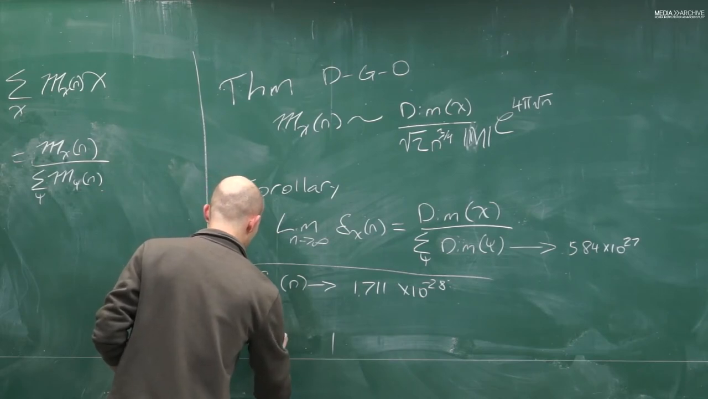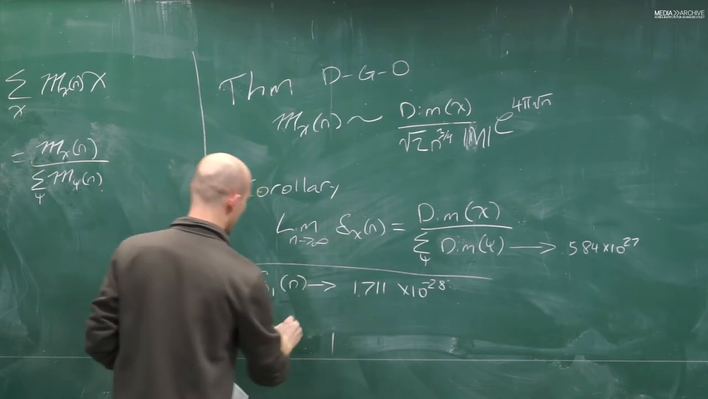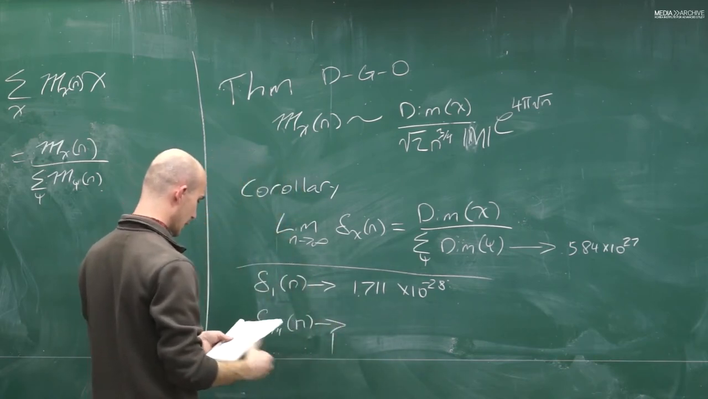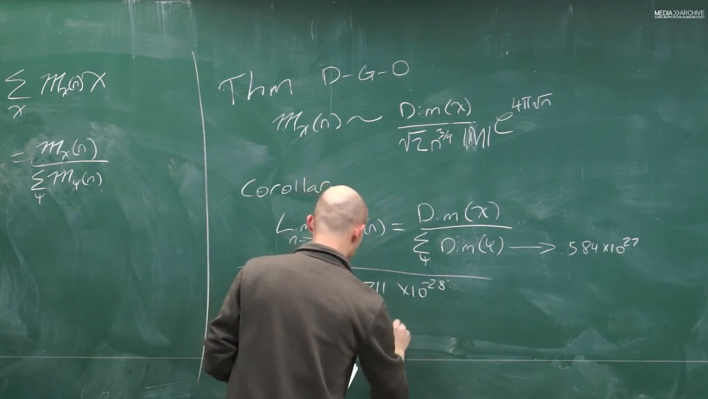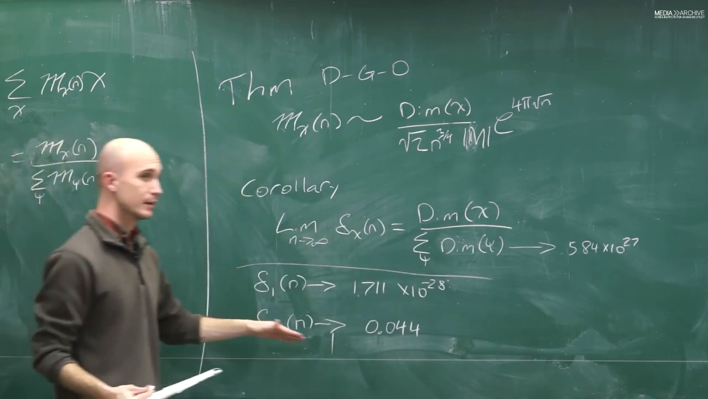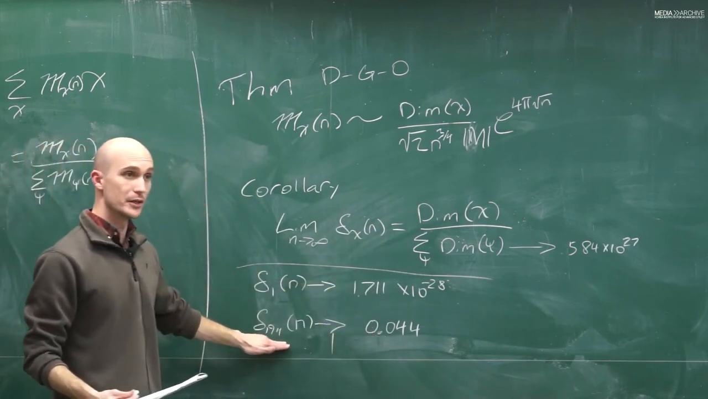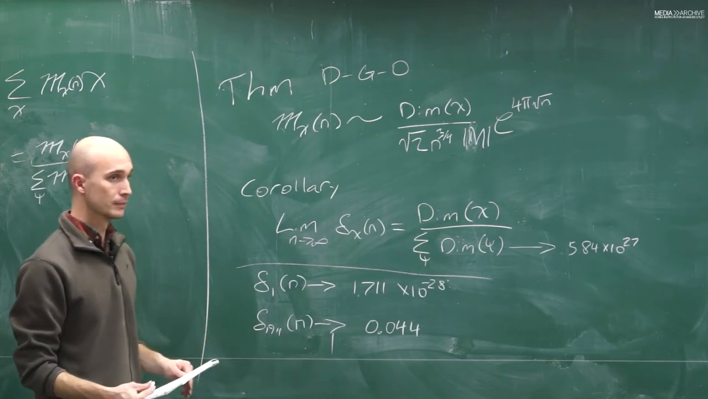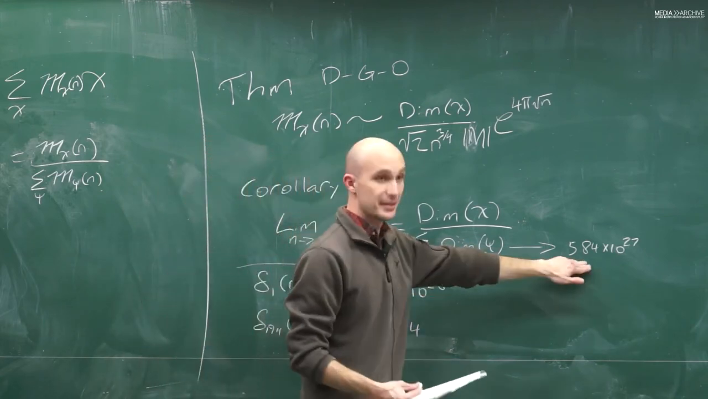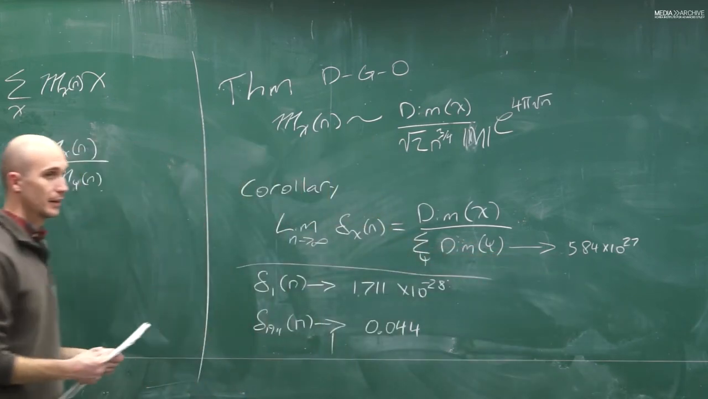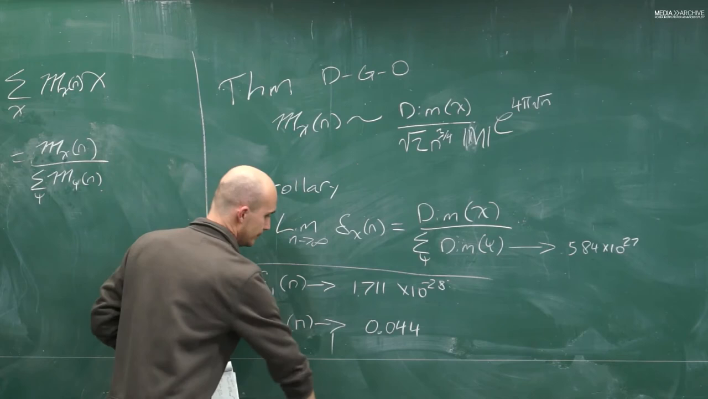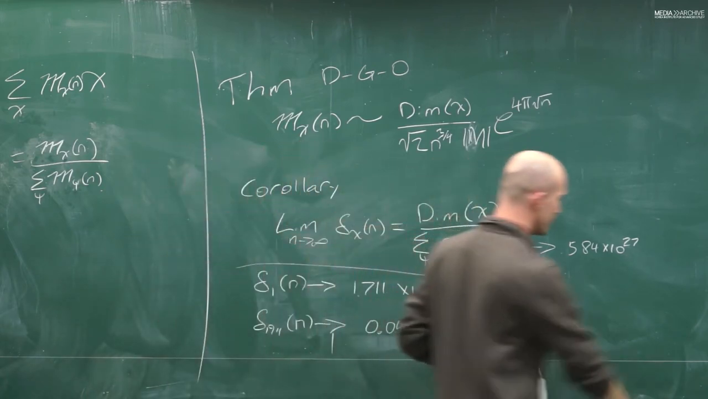The larger ones, so the largest, so 194, this is going to approach 0.044. Okay, so about 4% of those black hole states correspond to the largest representation. Delta 1n is the inverse of this one, right? 5.284 times. Yes, the inverse of that. Yes, exactly. Okay, great.